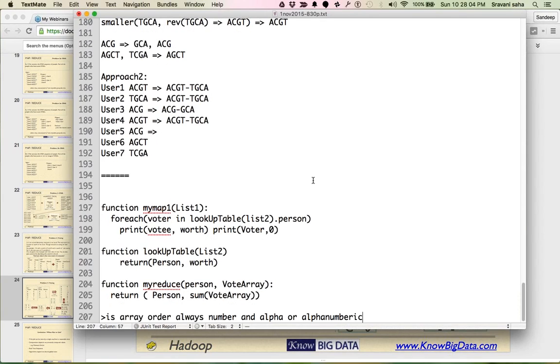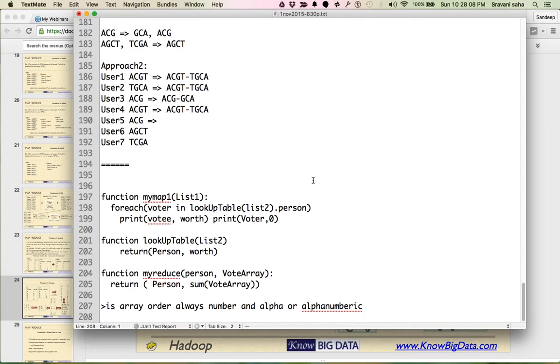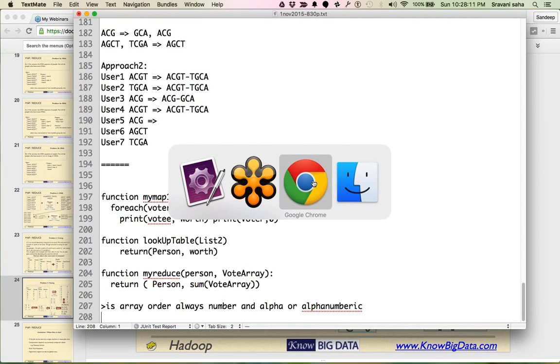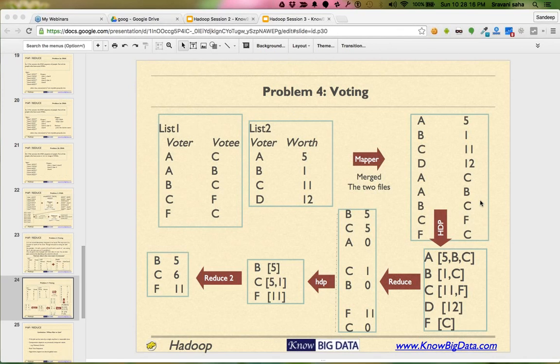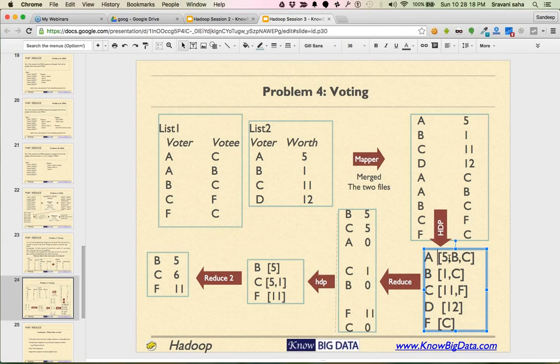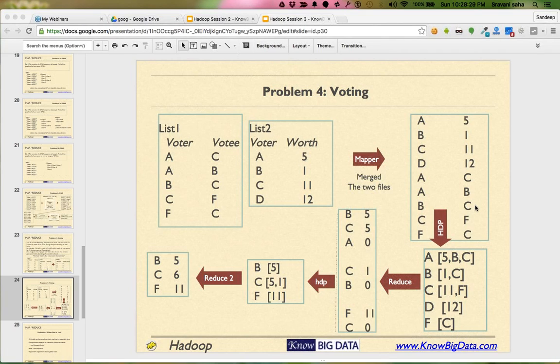Now, here's an interesting question from Sridhar. Sridhar's question is, is array order always number and alphanumeric afterwards? Not really. You will have to identify it by yourself. Okay. Here, it could be something like B, comma, 5, comma, C.